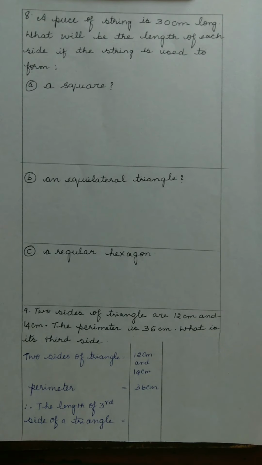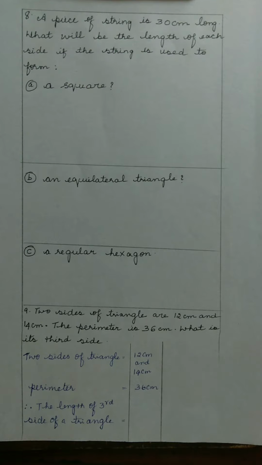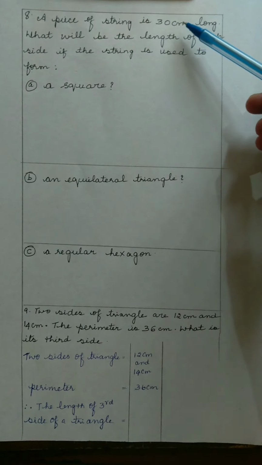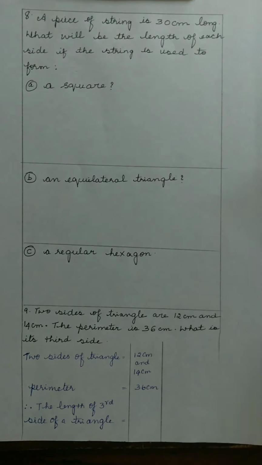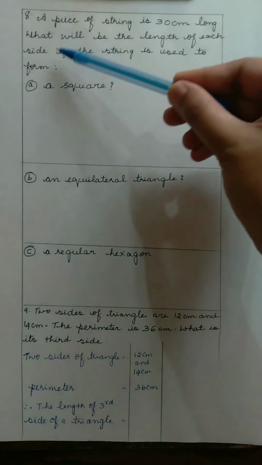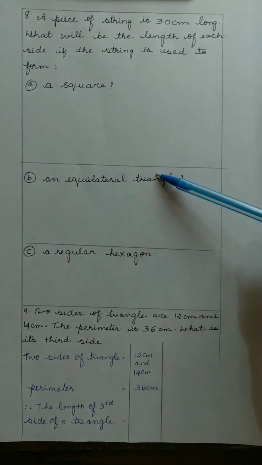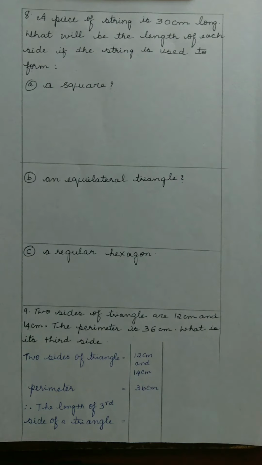Hello children, this is the 6th standard maths continuation of the chapter Mensuration, exercise 10.1, with the 8th problem. A piece of string is 30 centimeter long. What would be the length of each side if the string is used to form a square, an equilateral triangle and a regular hexagon? So children, there is a string and the length of that string is 30 centimeter.